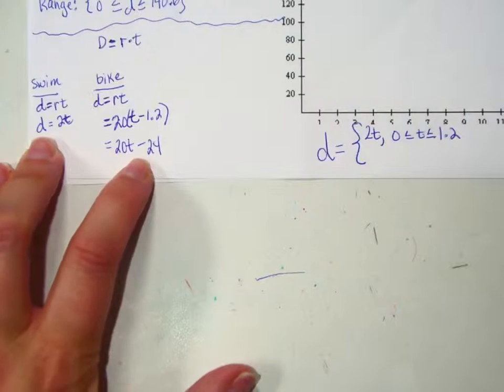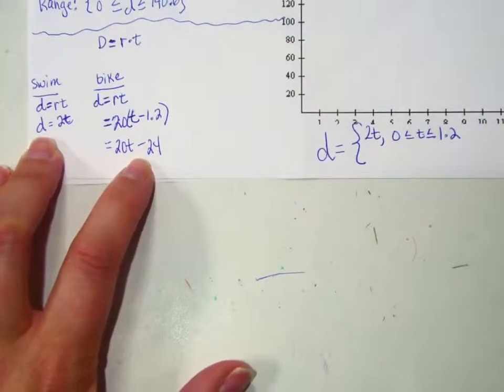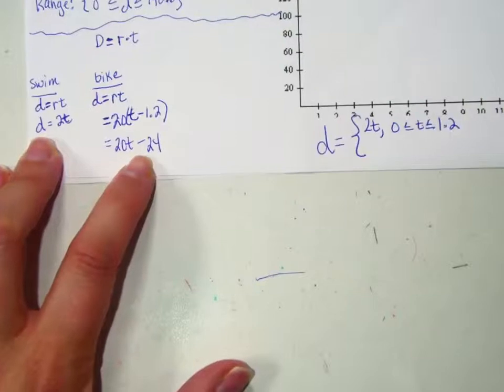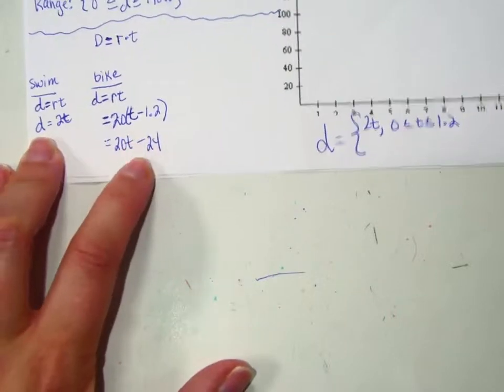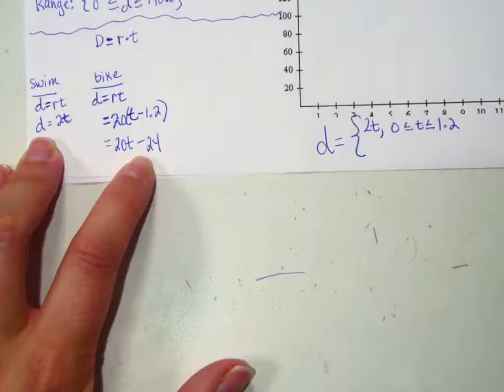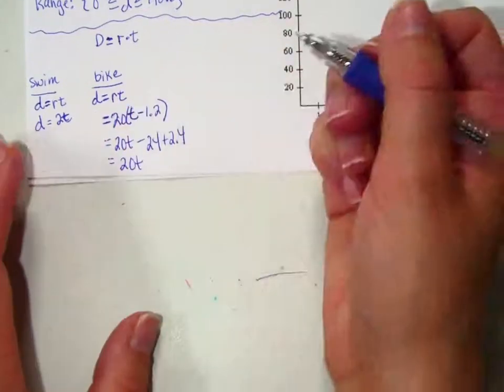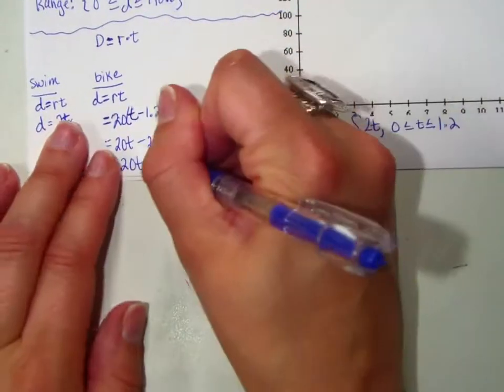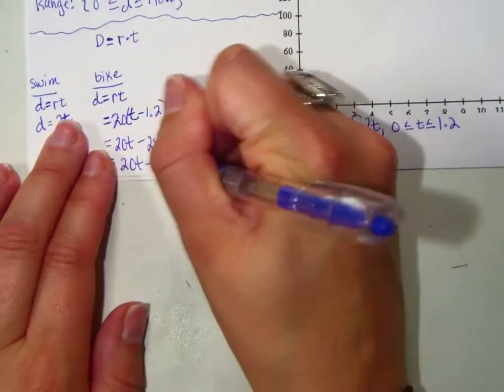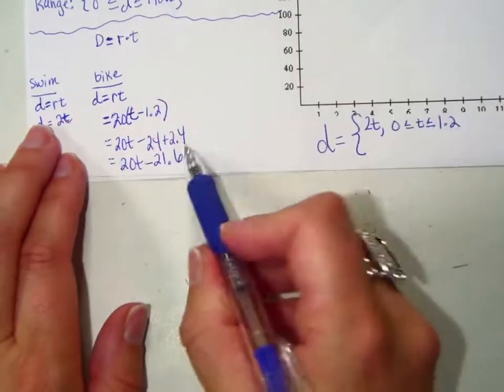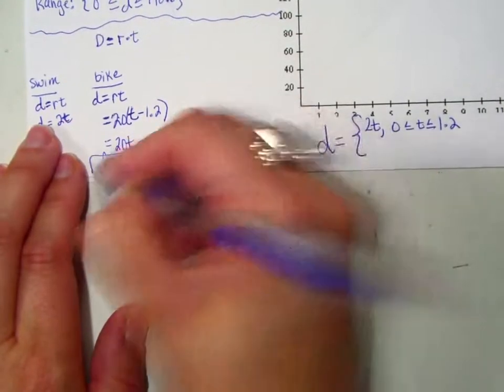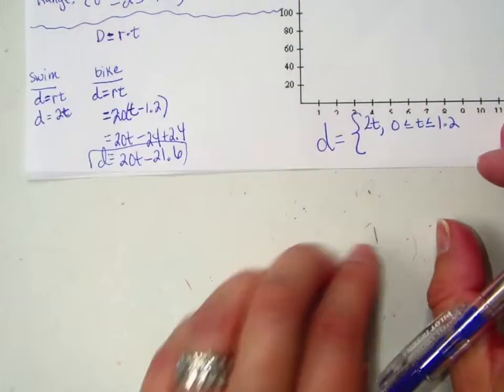But guys, this is only the distance for during the bike race. She's already gone a distance. She's already gone how far? How far has she gone if she's in the biking? 2.4 miles. So we have to add on that distance that she's swum. Yeah, so we need to add that on. This expresses the distance correctly during the bike race.